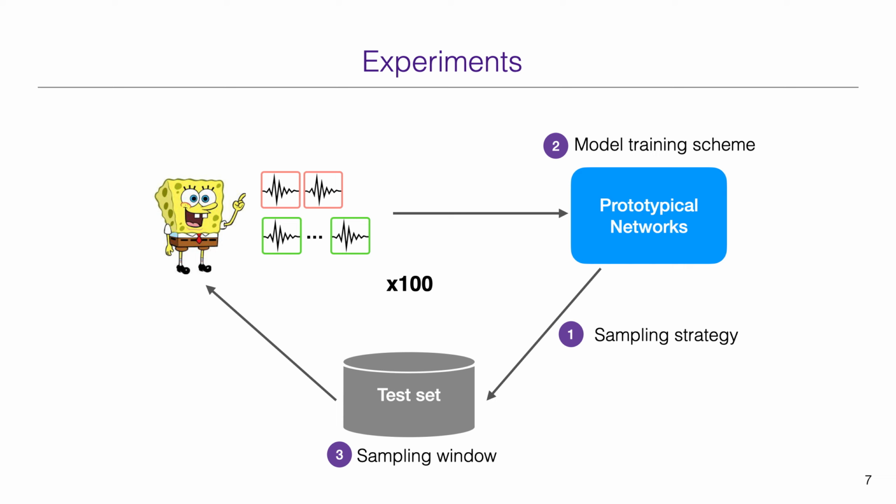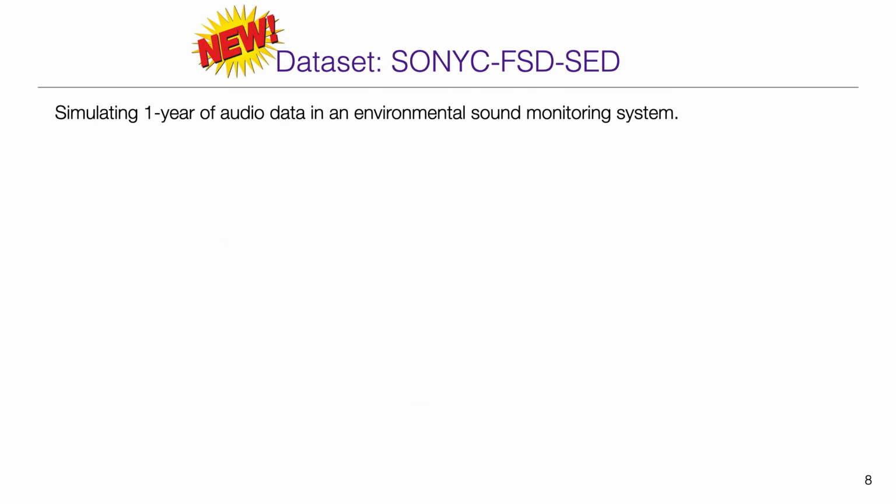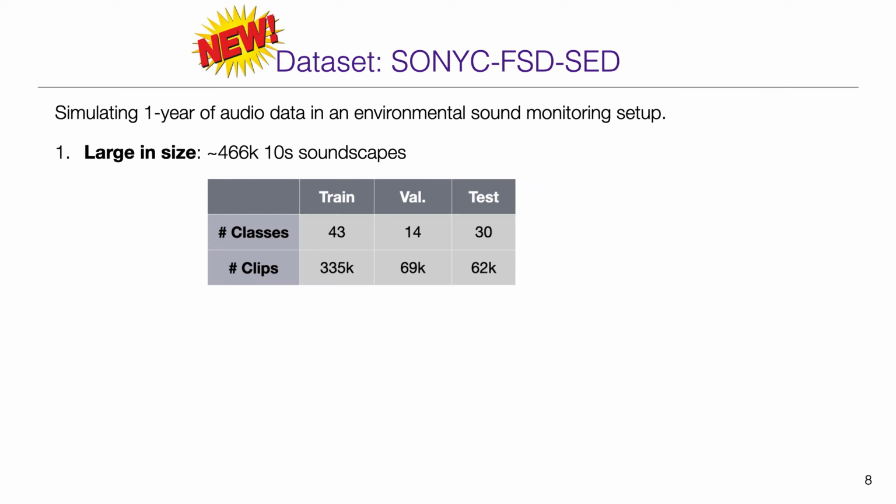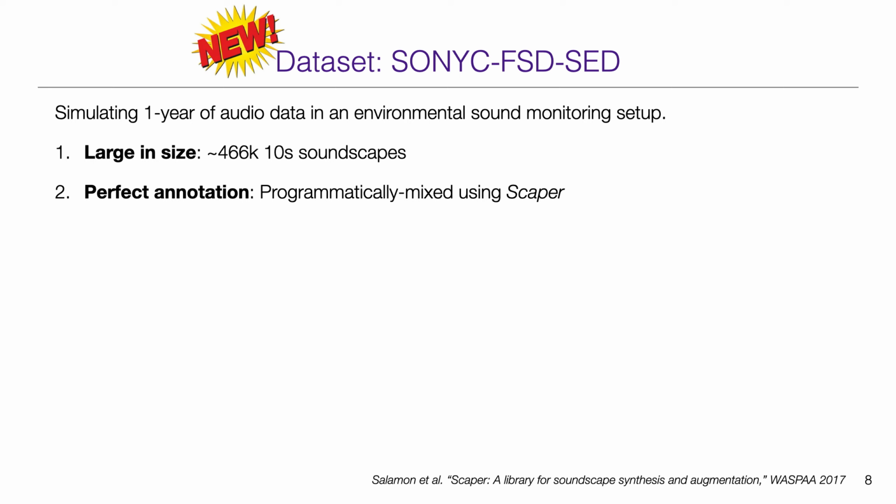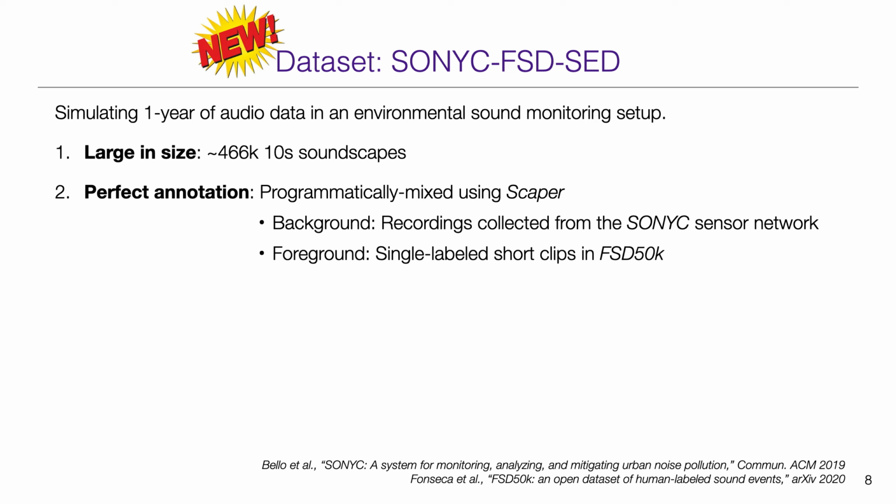To perform these experiments in a realistic setup, we create a new dataset, Sonic FSD set, which simulates a year of audio data in an environmental sound monitoring system. It has several properties that are hard to find altogether in an existing dataset. First, it is a large dataset, consisting of over 460,000 10-second soundscapes, with disjoint sets of classes in different splits. Second, we have perfect annotation, because we programmatically mixed each clip using Scaper, using recordings collected from an acoustic sensor network in New York City as the background, and sampling foreground sounds from the FSD50K dataset.